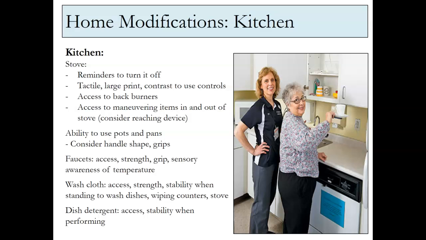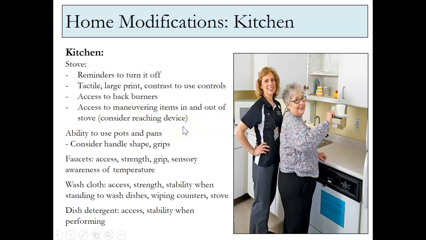Tactile, large print, contrast to use controls. If they can't see it, can they feel it? A little piece of Velcro, lined up with the numbers, might work. Access to back burners can be dangerous, especially if they're wearing something like a nightgown. You can use a reacher or some kind of device to get access.